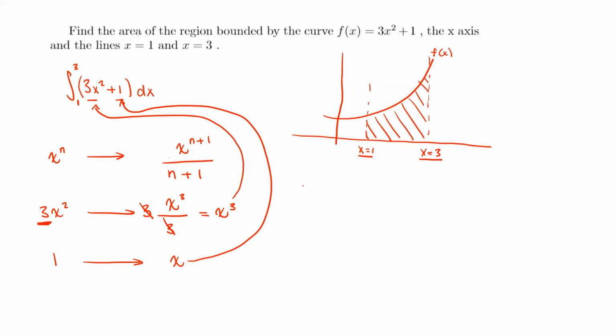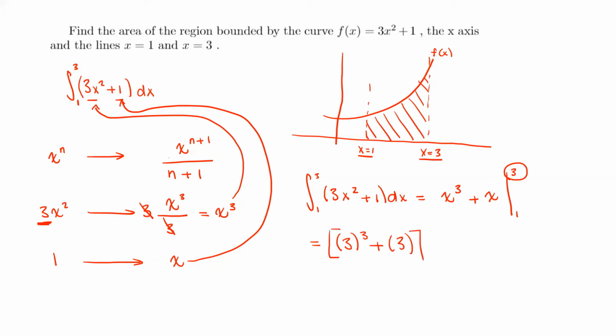So we can go ahead and then say that the integral from 1 to 3 of 3x squared plus 1 dx, that's just going to equal x cubed plus x. And of course, then we're going to go from 1 to 3. So we're going to have to first plug in the top number 3 for x. So if I do that, I'm going to get 3 cubed plus 3. And then we're going to take away when we substitute in the bottom number. So that's going to be 1 cubed plus 1.